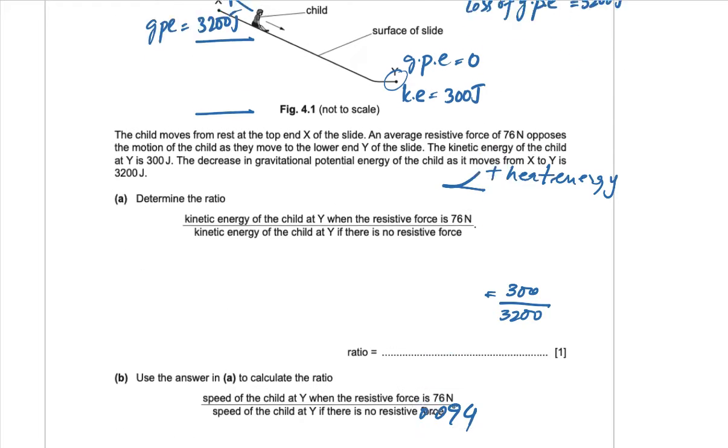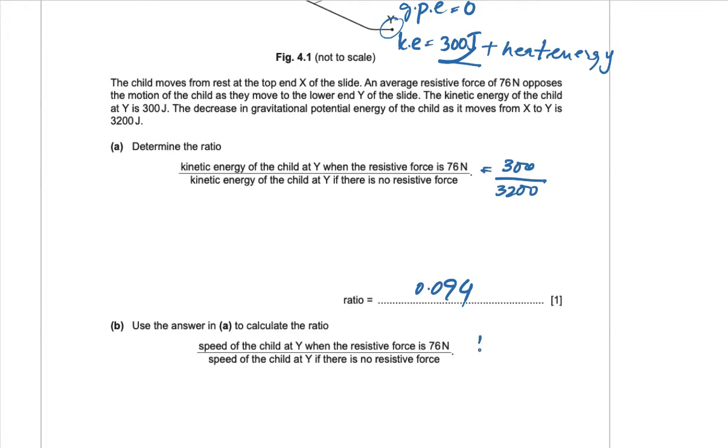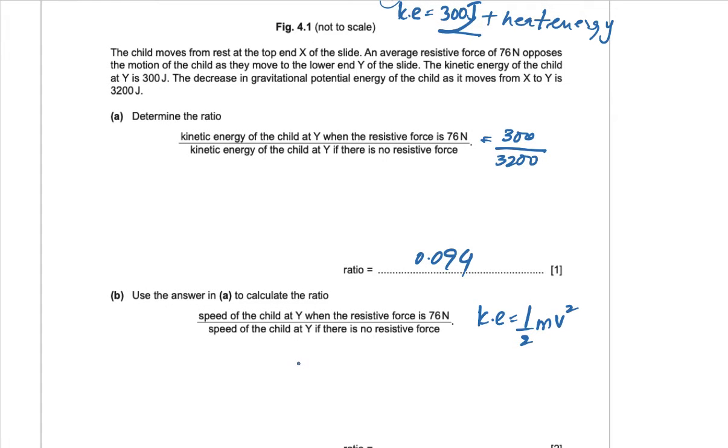Now moving on to the next part. Use the answer in part A to calculate the ratio of the speed of the child at Y when the resistive force is 76 newtons, and the speed of the child at Y if there is no resistive force. So kinetic energy is equal to half mv squared. The quantities in the equation that are going to remain constant are half and m, so we are going to be ignoring them. We are only going to be considering kinetic energy and the speed.